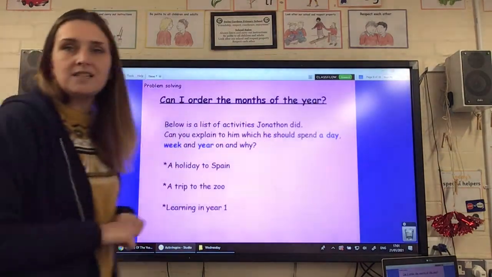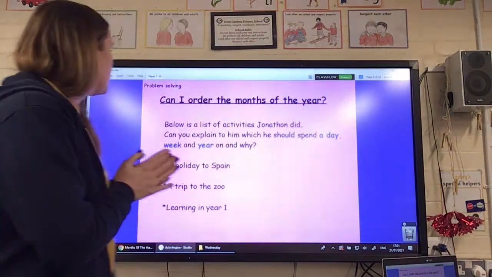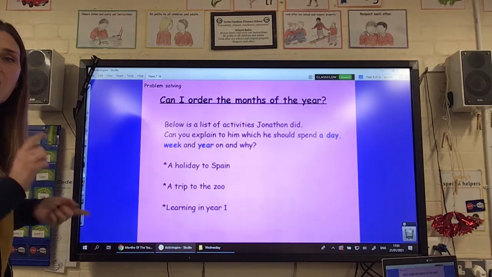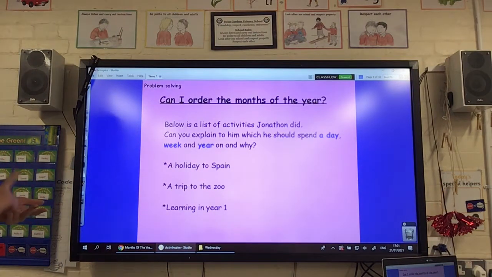Right, this is our last part. This is our problem solving, okay? So we are describing a day, a week or a year. You need to decide which of these activities Jonathan did, which one he should spend a day doing, a week doing or a year doing. Why? So a holiday to Spain, would you do that for a day, a week or a year? What do you think?